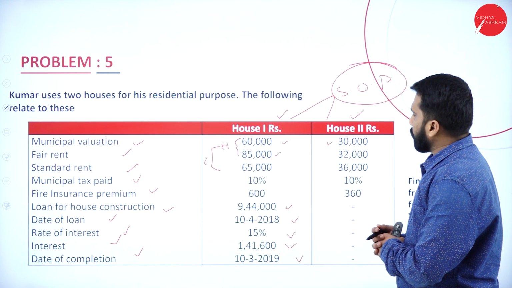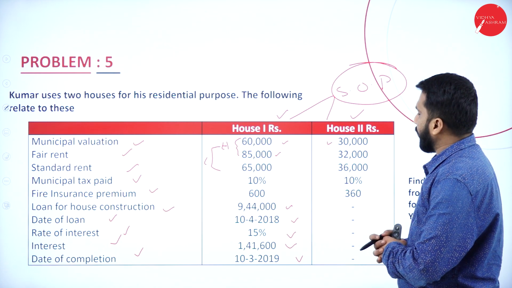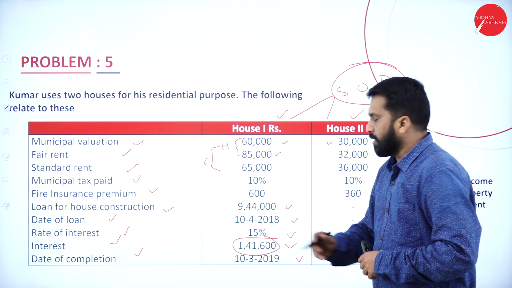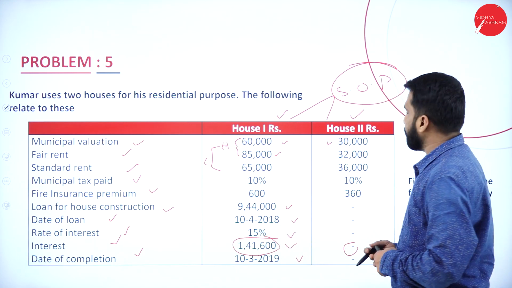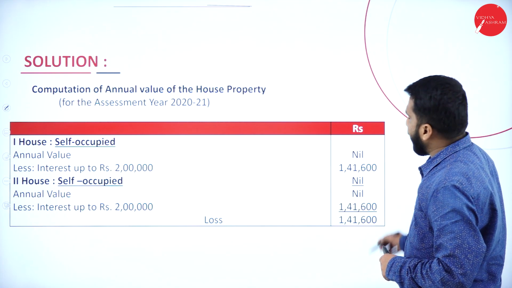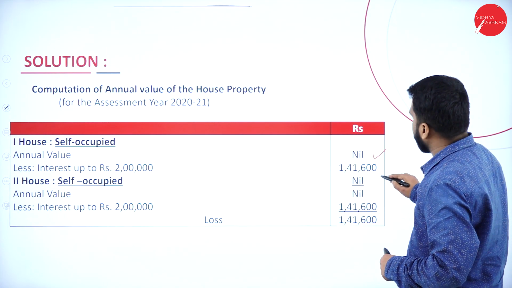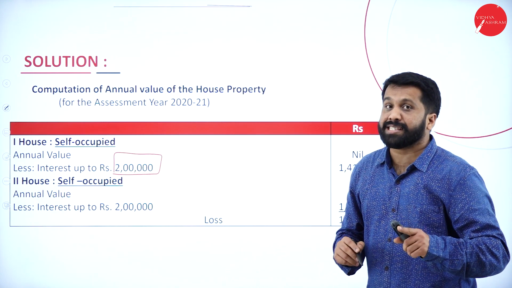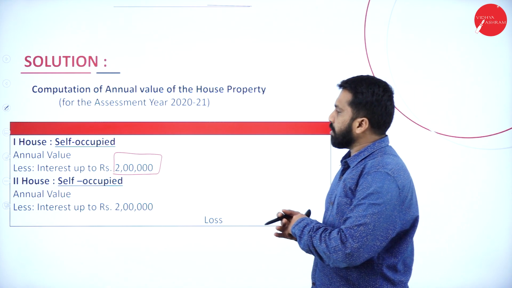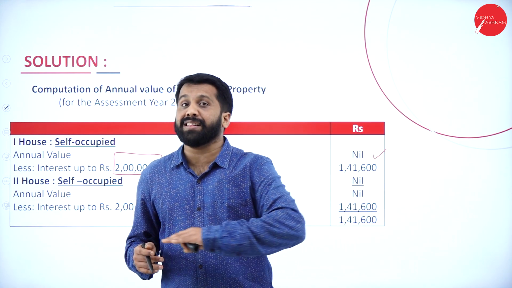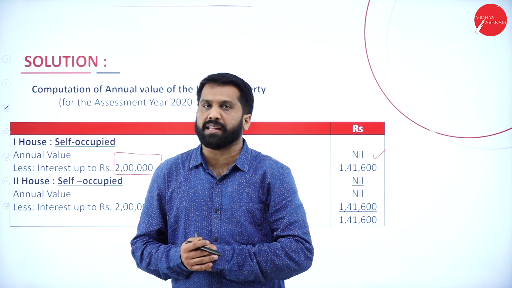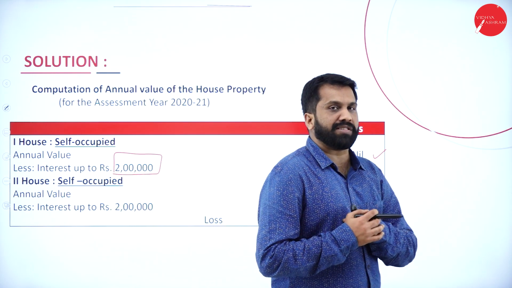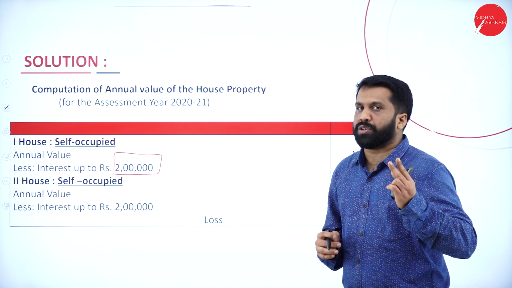So these are the informations we have. The interest is 1,41,600. Here the interest is 0. So up to 1,41,600 we can claim. See, your annual value is 0. Your interest, as I told you, up to 2 lakh you can take because it is self-occupied. If it is not self-occupied, unlimited interest you can claim. Even if it is 10 lakh you can claim. But in case of self-occupied, up to 2 lakh you can claim.